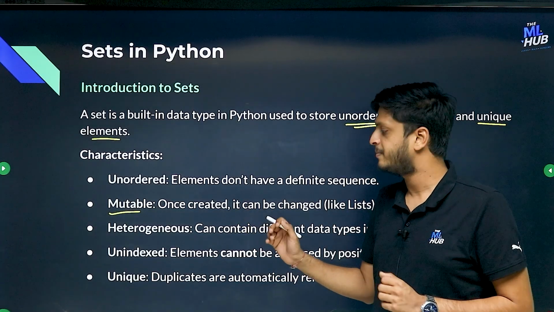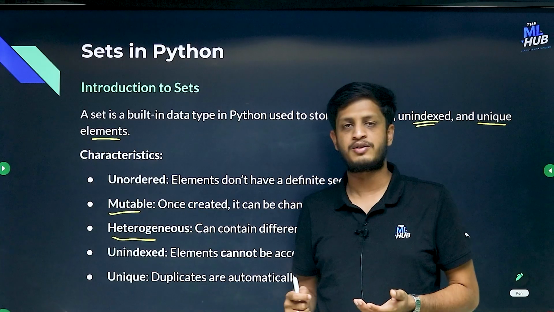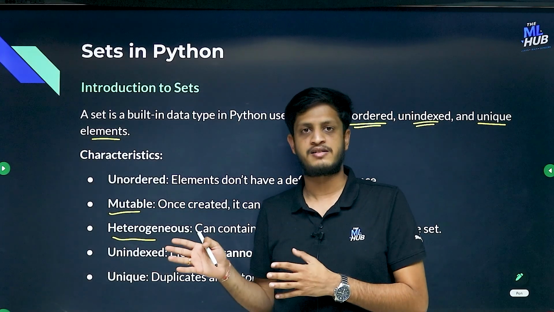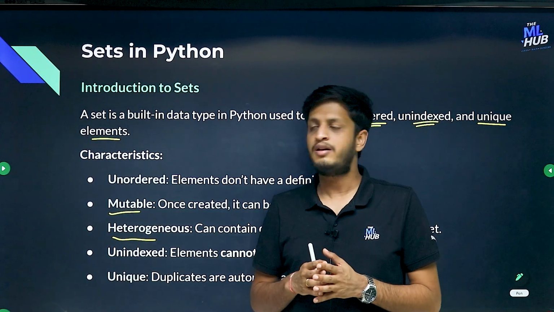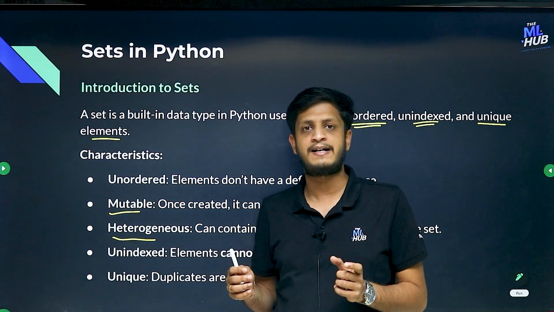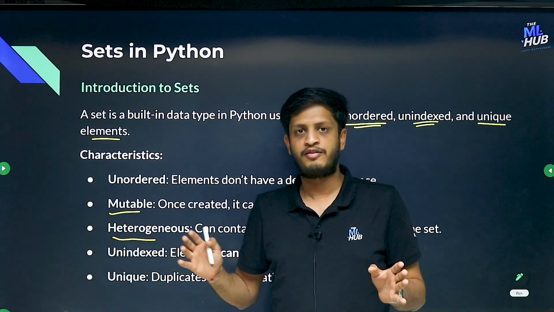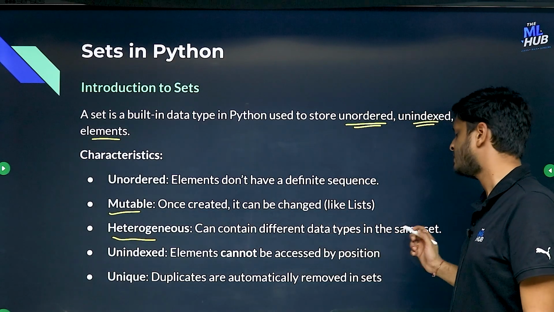A set is mutable. It is heterogeneous. So almost all collections in Python are heterogeneous, except strings. Strings are only a sequence of characters. Except that, like list, tuple, set, dictionary, they are all heterogeneous, which means a single set can contain an integer, a floating point number, a boolean value, different data types in the same set. So it can contain different data types in the same set.